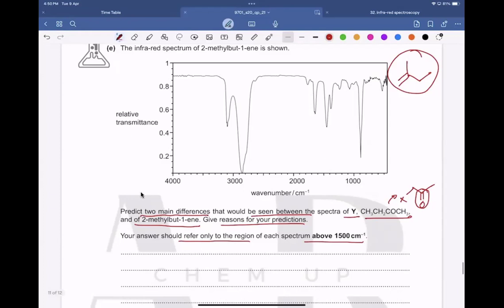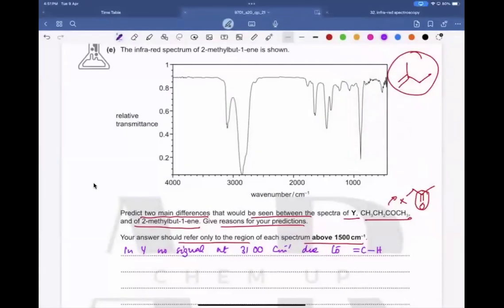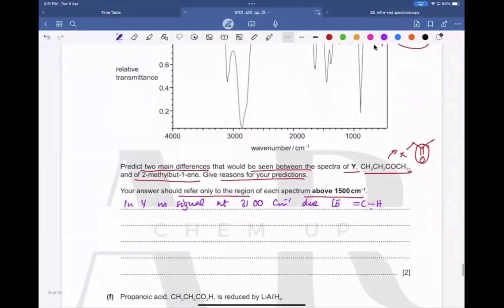The question was asking, you have two compounds, one is Y and one is 2-methyl butene. You have to differentiate between their infrared spectra. What difference will you find in both of them? In Y, there would be no signal at 3100 centimetre inverse due to this bond, the carbon-hydrogen bond at the carbon that has a double bond. Yes, Hadi, did you understand what the question is asking?